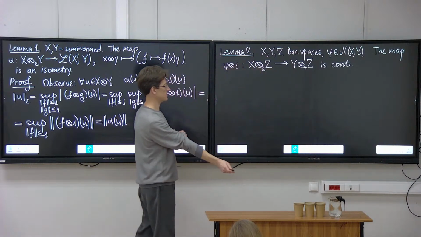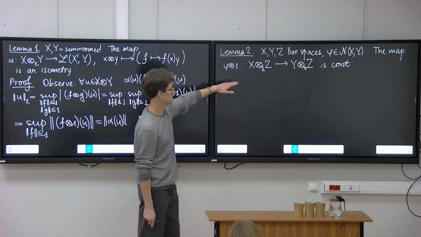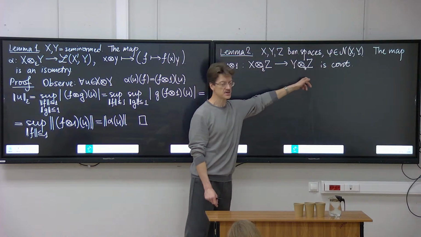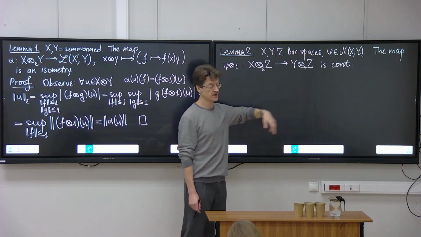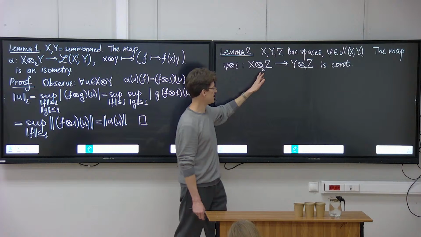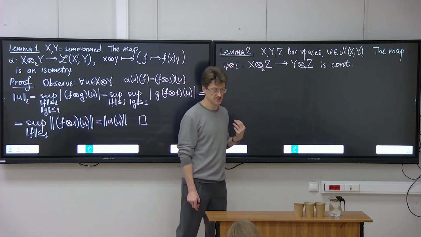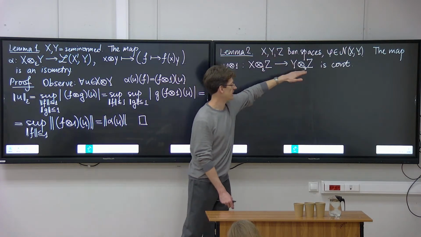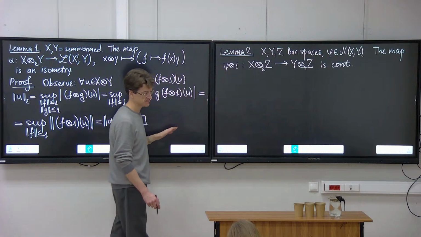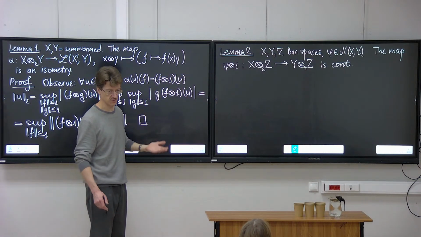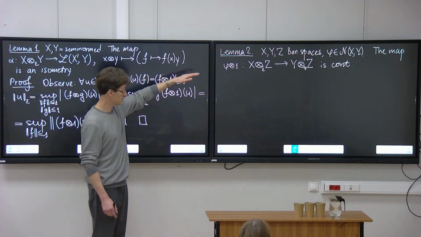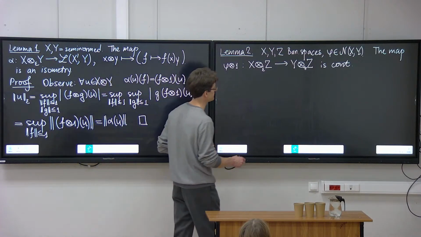This is not immediate because, of course, it is continuous if we put epsilon here and here, because epsilon is a functor, and it will be continuous if we put pi here and here. But the point is that if we put epsilon here and pi here, it is still continuous. Of course, this is not true for an arbitrary continuous linear map. But here we will use the assumption that phi is nuclear.